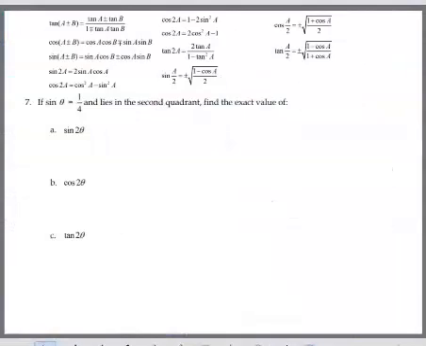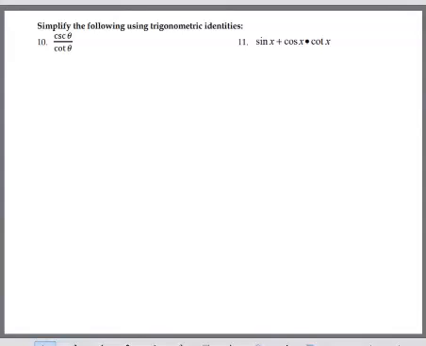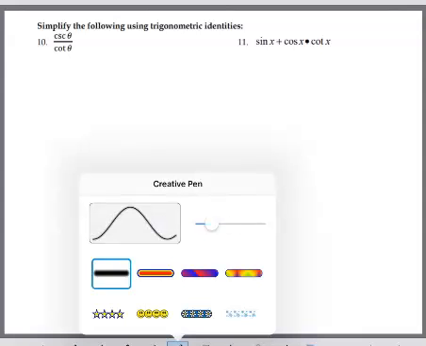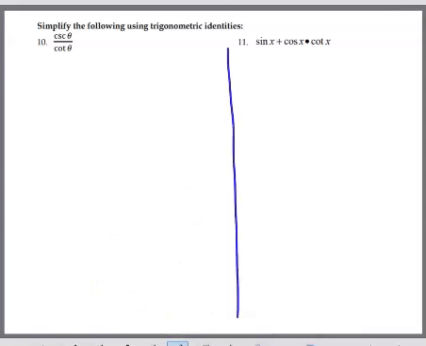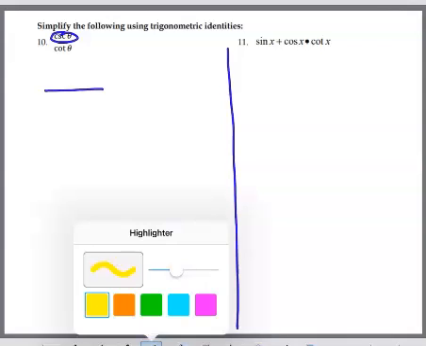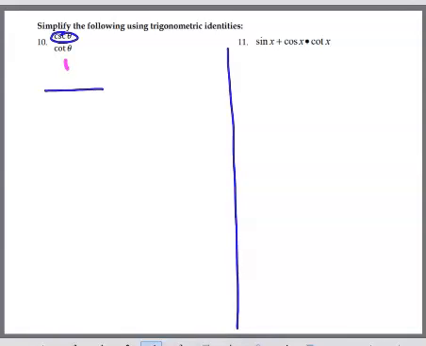Here, we're going to go down to number 10. Okay, so this is simplifying. So in this case, my goal is just to make things as absolutely simple as possible. There's no equal sign. So again, like I said before, I'm going to start by changing everything to sine and cosine. So I know cosecant is related to sine, so I'm going to rewrite that as 1 over sine. If you want to change that to an x, change it to an x. Cotangent is the same as cos over sin. Okay, now I have a fraction within a fraction.